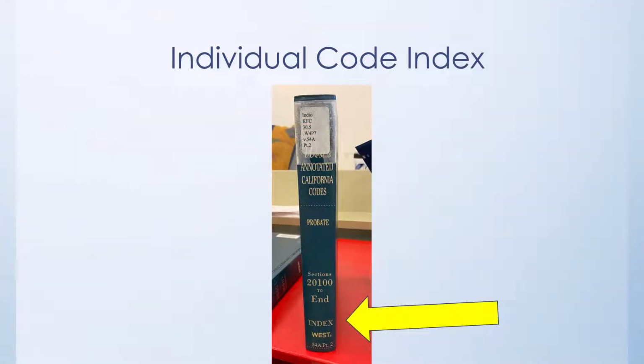This picture is of the last volume of the probate code. You can see that it says index at the bottom. In the back of this volume is a shorter index that covers only the probate code. It is updated by the pocket part for that volume.